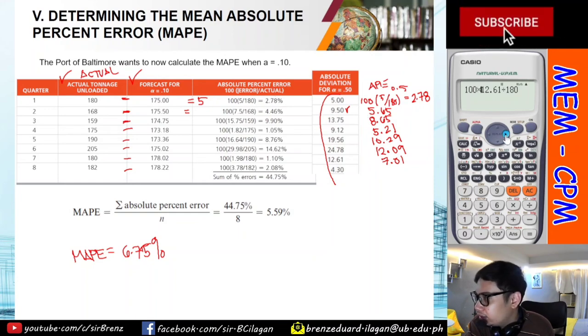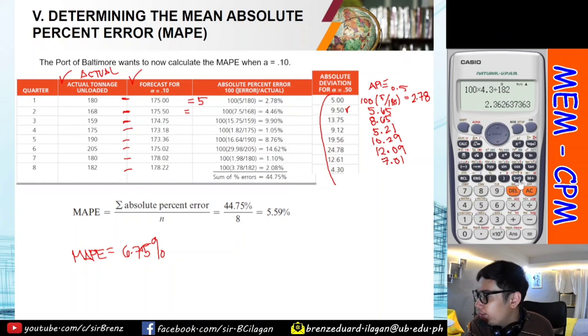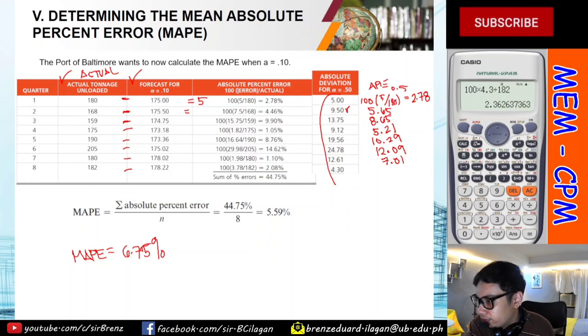Hindi ko na lang sinulat. So, 4.3 plus 182. 2.36.